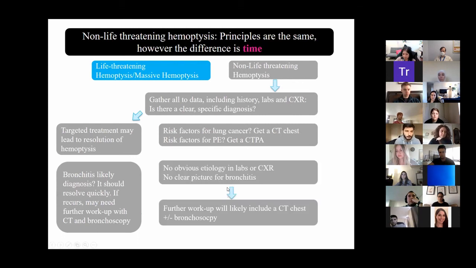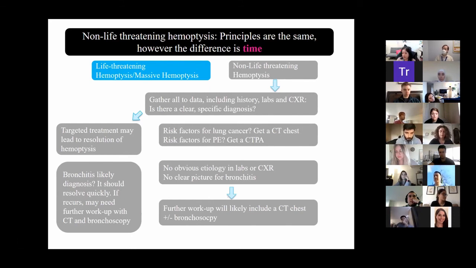What if there's no obvious etiology? All the labs are normal, x-ray is normal. They really don't give you a great picture for bronchitis, no URI symptoms or anything else. This is a patient that you're probably going to have to look a little more deeply. So you're probably going to end up with a CT. You might end up doing a rheum workup, trying to figure out other causes.